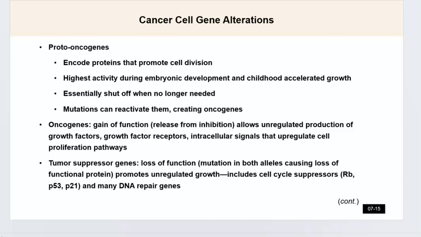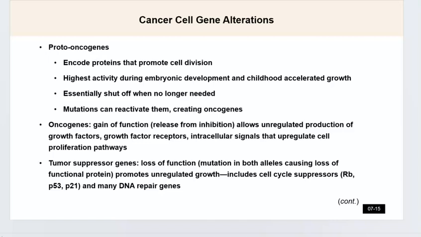Proto-oncogenes encode proteins that promote cell division. The highest activity is during embryonic development and childhood, and in childhood, this is what helps us to have such accelerated growth. But essentially, they should be shut off when we're not needed. So after we're done with puberty, they should be shut off. But we can have mutations that will reactivate a proto-oncogene, and those then are called oncogenes.